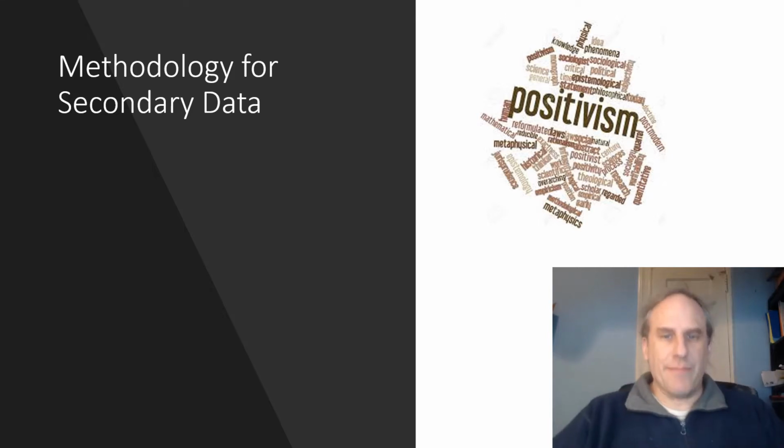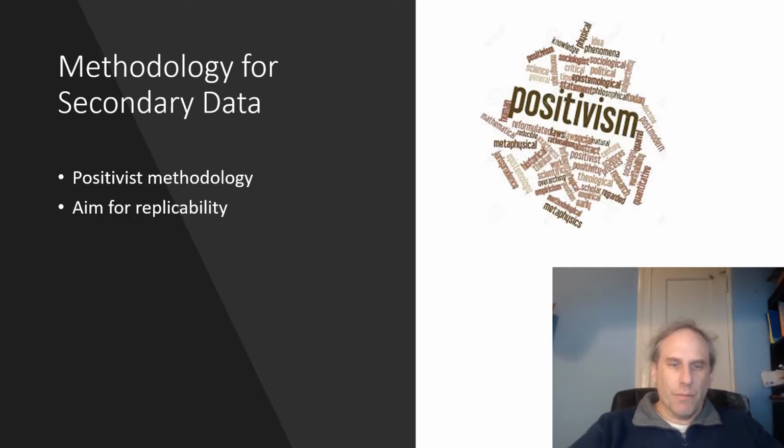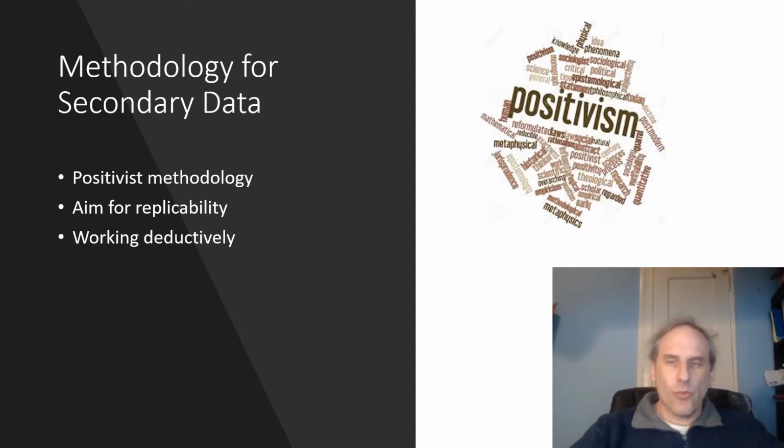So what is the methodology with secondary data? It's a positivist methodology, meaning you aim for replicability. Anybody else using the same data should get the same results. You're working deductively. You have ideas about what you expect to find in the data. You form hypotheses. You pick questions and data that may answer those hypotheses, and you see if you're right. And that's why it involves testing hypotheses, making sure that you have an idea ahead of time and that you have questions you're asking of the data.